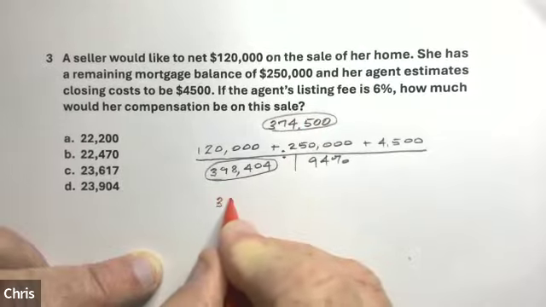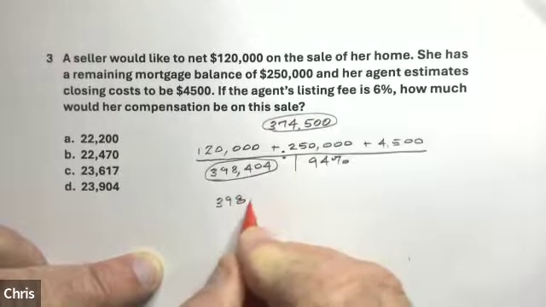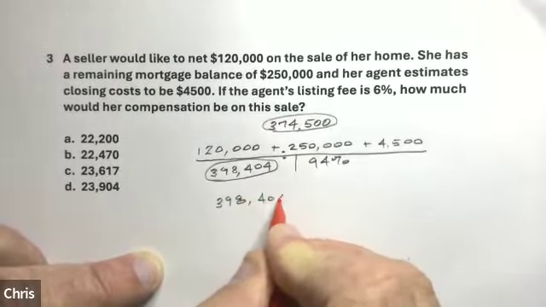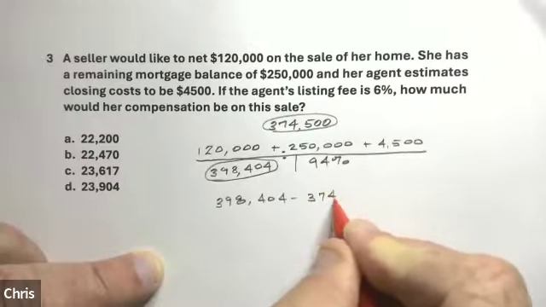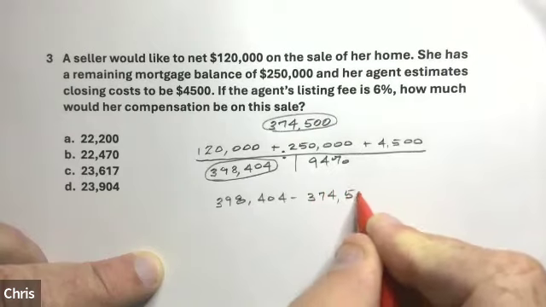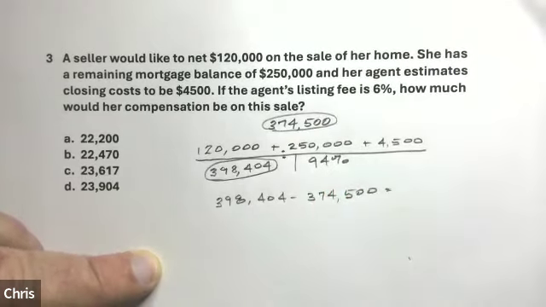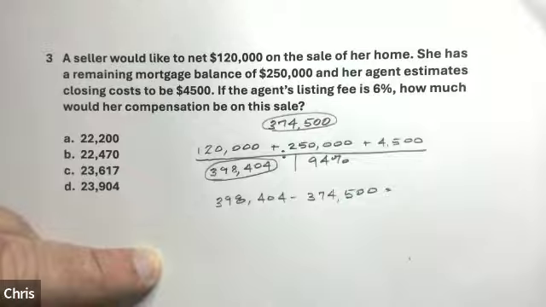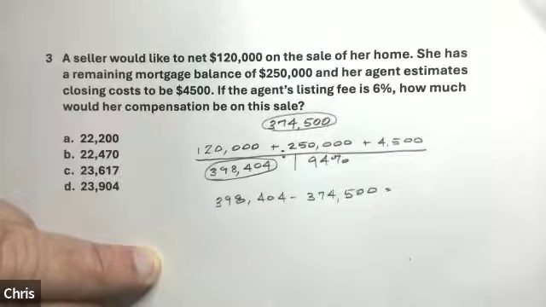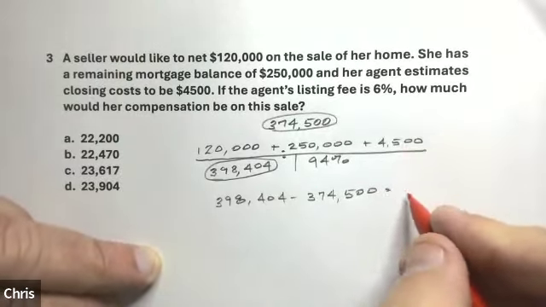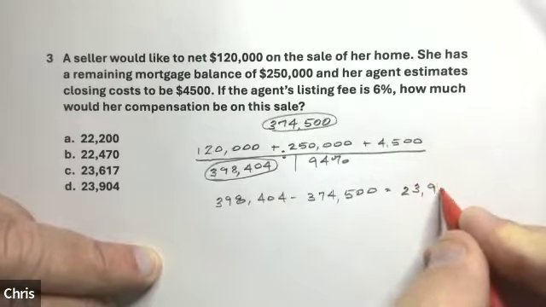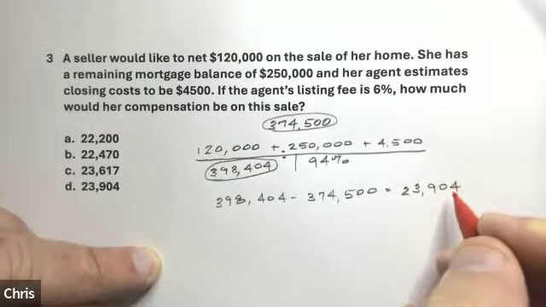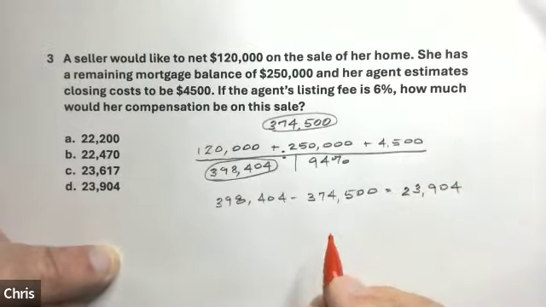So 398,404 minus 374,500. See, minus, and then obviously I'm just going to narrow this down to dollars. I'm going to eliminate the cents. It comes to 23,904. Let me look at my answers. 23,904. I see that that is D.